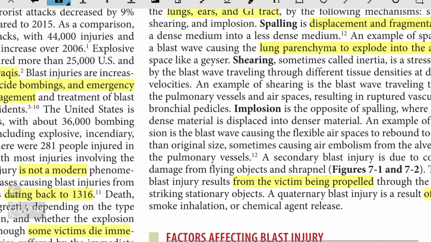Now tertiary blast injuries result from the victim being propelled through the air and striking stationary objects. That is, the victim is the projectile due to the blast wave. And quaternary blast injuries are a result of burns, smoke inhalation, or chemical agent release. So these are the effects of a blast on a patient.